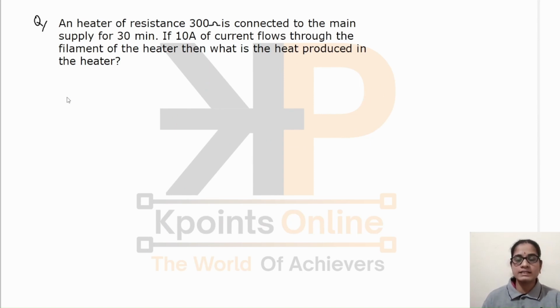A heater of resistance 300 ohm is connected to the main supply for 30 minutes. If 10 ampere of current flows through the filament of the heater, then what is the heat produced in the heater? We have to calculate here the amount of heat produced. Let us write the given quantities. First, the heater has resistance 300 ohm. That is, R is equal to 300 ohm.